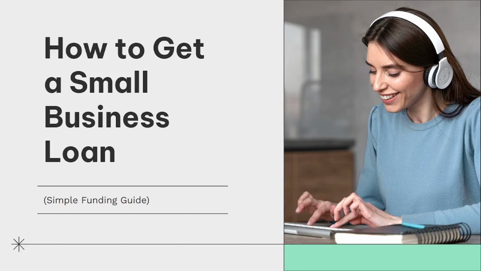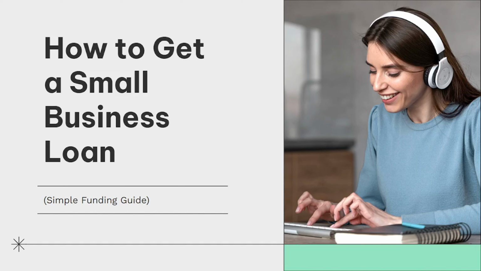In this video, I will teach you about how to get a small business loan. So what is a small business loan? A business loan is a financial arrangement where a lender provides funds to a business owner. These funds are typically repaid with interest over a specified period. Business loans can be used for various purposes, such as covering operational costs, expanding operations, or investing in new equipment.